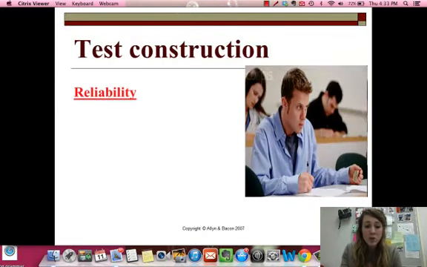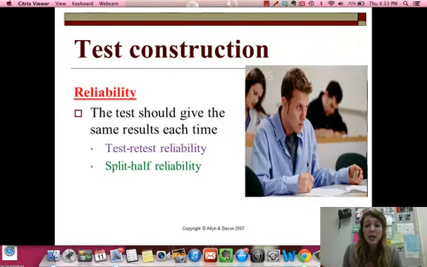And the last thing you have to know for test construction is reliability. If someone's reliable, they're always there for you, right? So with test construction and reliability, it's always the same. You always get the same test score. The way they do this is a test-retest. They make the same group of people take the test twice, and they should get around the same score.